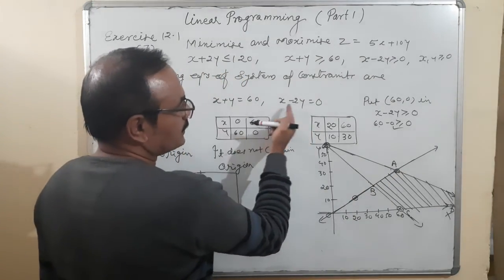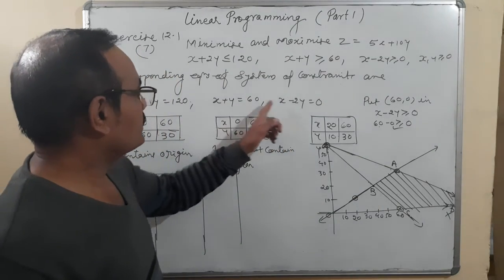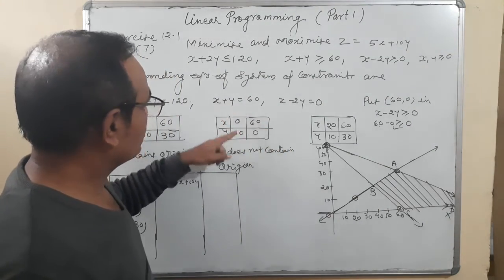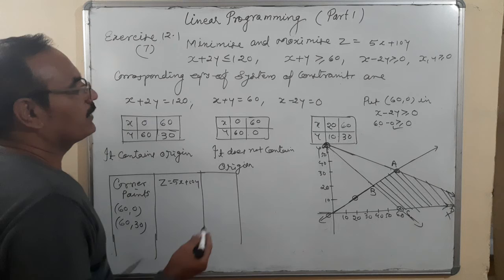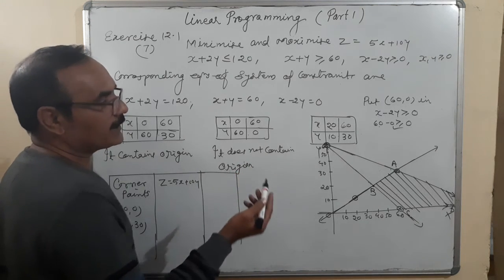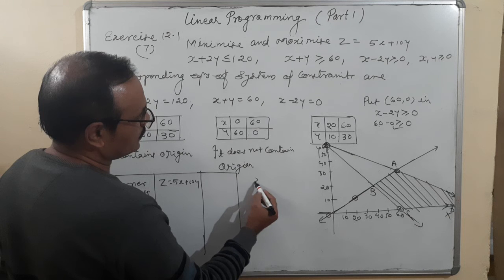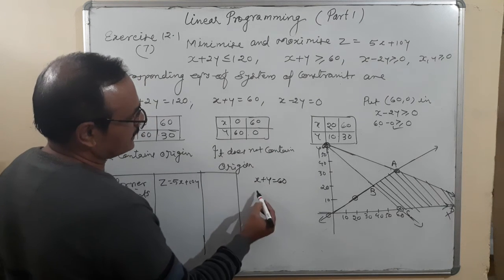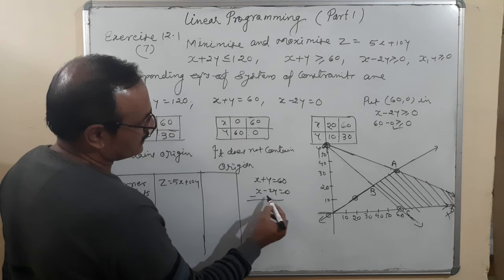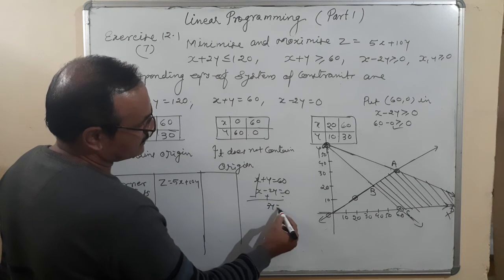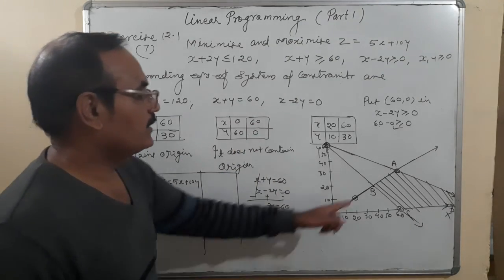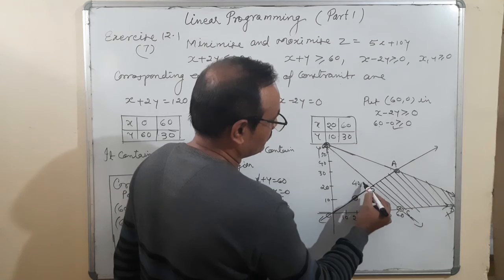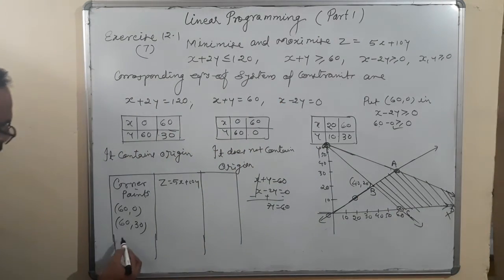So with the help of these two, this is x plus y is equal to 60, and that one, we will find the values of x and y. We can use the elimination method. x plus y is equal to 60, x minus 2y is equal to 0, sign change, cancel, 3y is equal to 60, then y is equal to 20. When I put y is equal to 20, x is equal to 40. So this point is 40 comma 20.